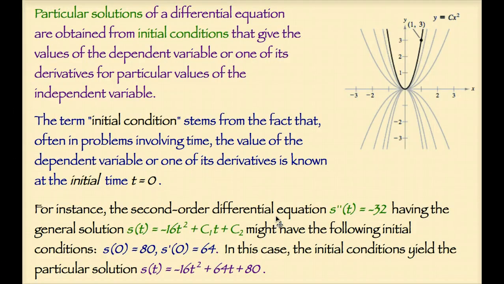For instance, the second order differential equation s double prime of t equals -32, we recognize this as our acceleration function, having the general solution s of t equals -16t squared plus c sub 1 t plus c sub 2, a general position function, might have the following initial conditions. S of 0 equals 80, meaning initial position is 80. S prime of 0 equals 64, meaning initial velocity equals 64. In this case, the initial conditions yield the particular solution, s of t equals -16t squared plus 64t plus 80.